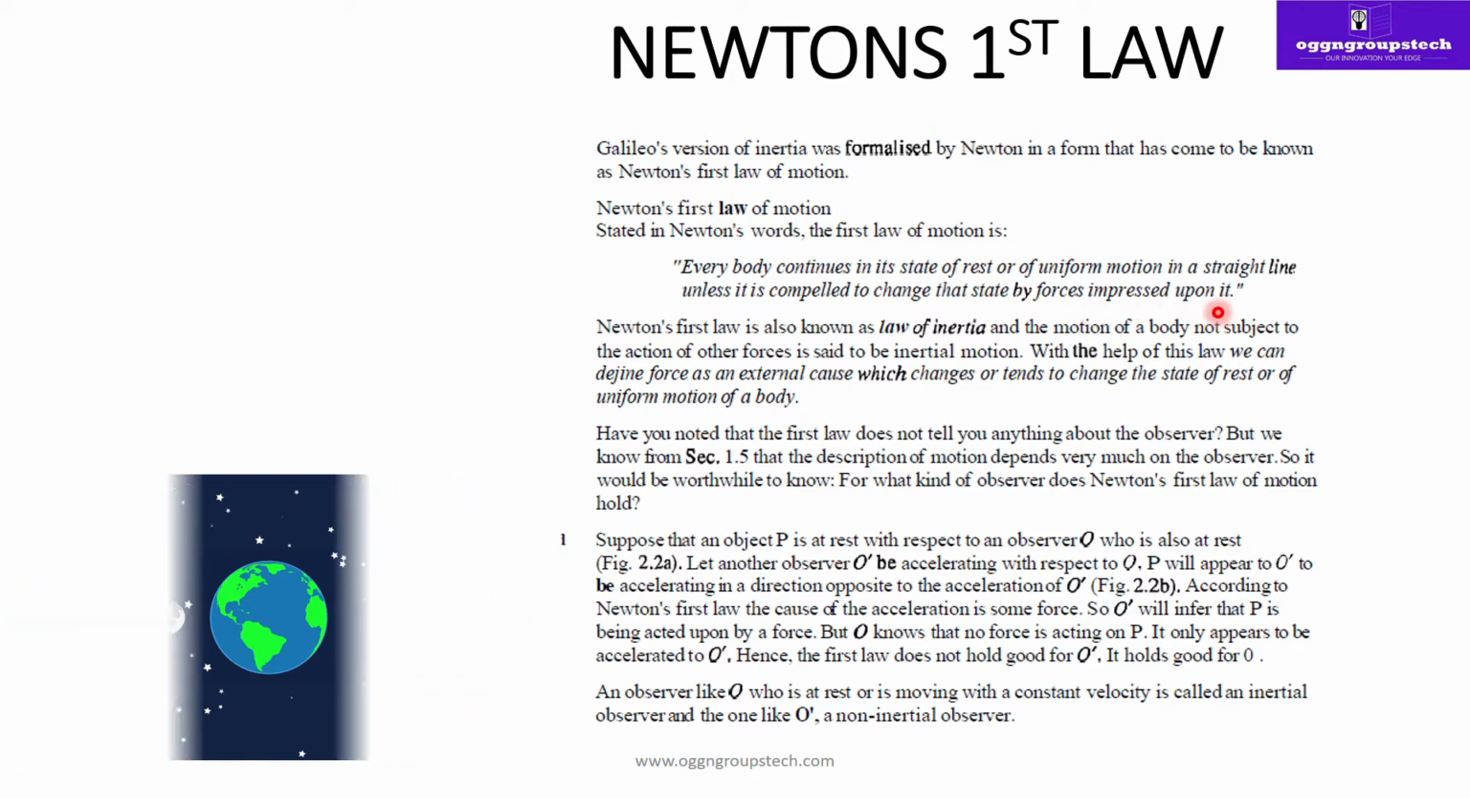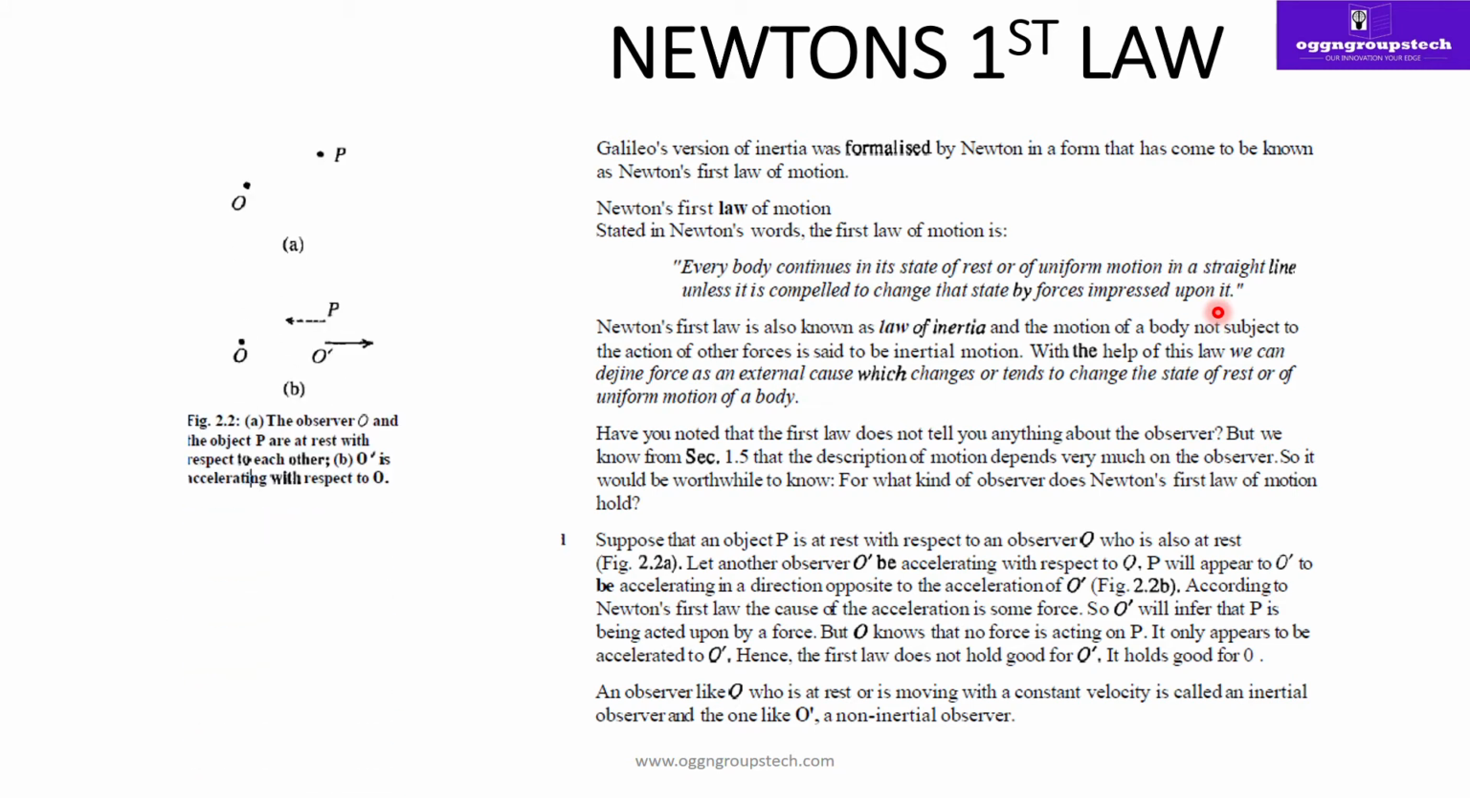Now let us take one example which has been given in your book. Now I have two points. One is O, the observer, and P is an object. P is an object which is at rest with respect to O.